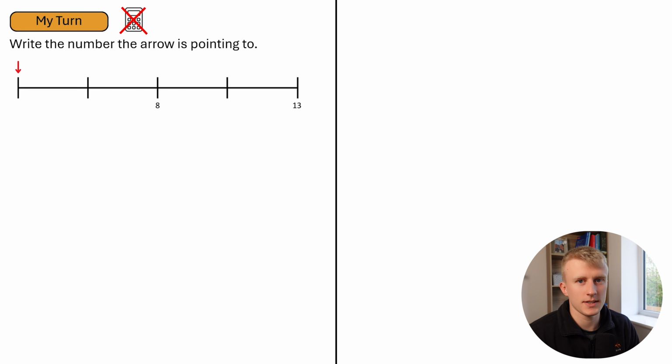Okay, so let's look at our next example. Write the number the arrow is pointing to. We've got a number line. It's given us the interval between 8 and 13. And we know we're definitely going to have to count backwards because our arrow is before our start position.